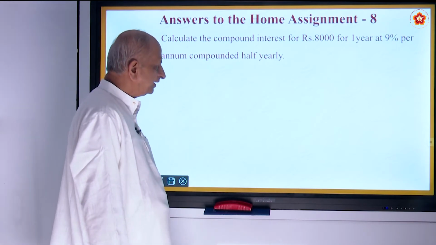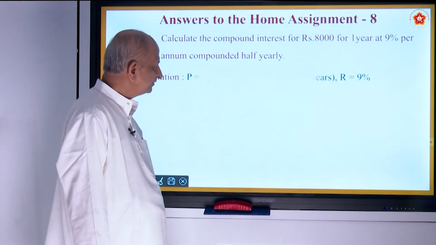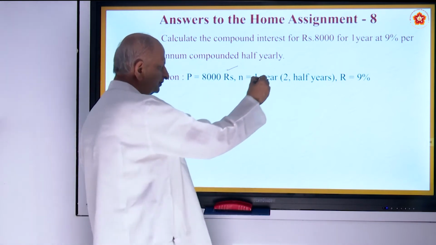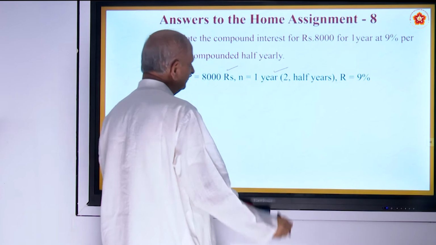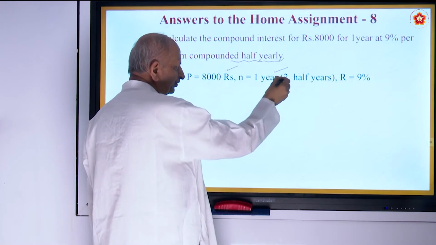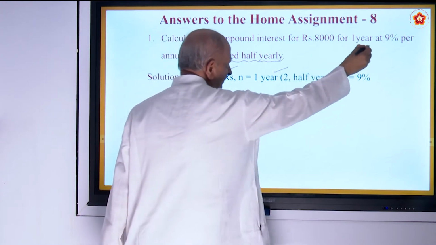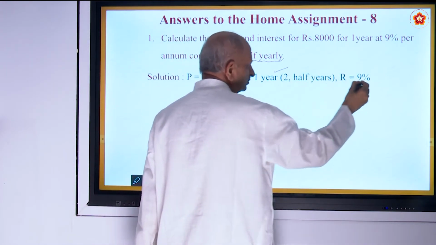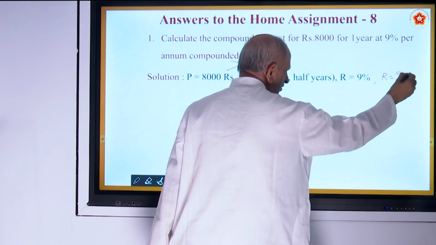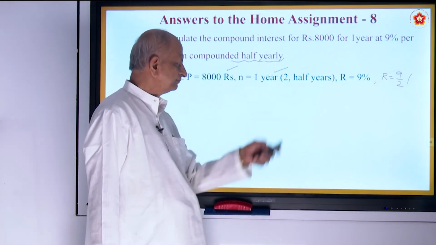First question: calculate the compound interest for rupees 8,000. That is called the principal. For 1 year, compounded half yearly. So 1 year means 2 half years. Now the rate of interest was given to be 9%. So for a half year, R is equal to 9 by 2%. Correct? Because you are taking it for half year.